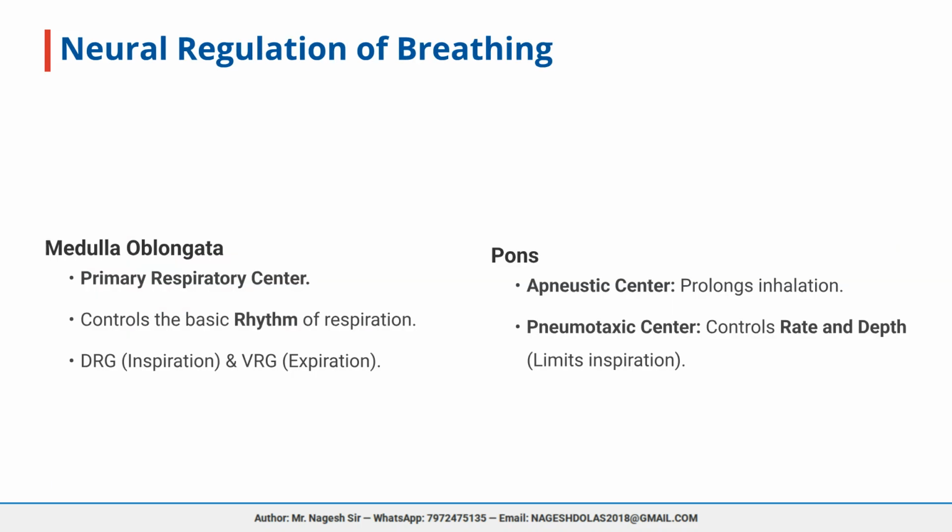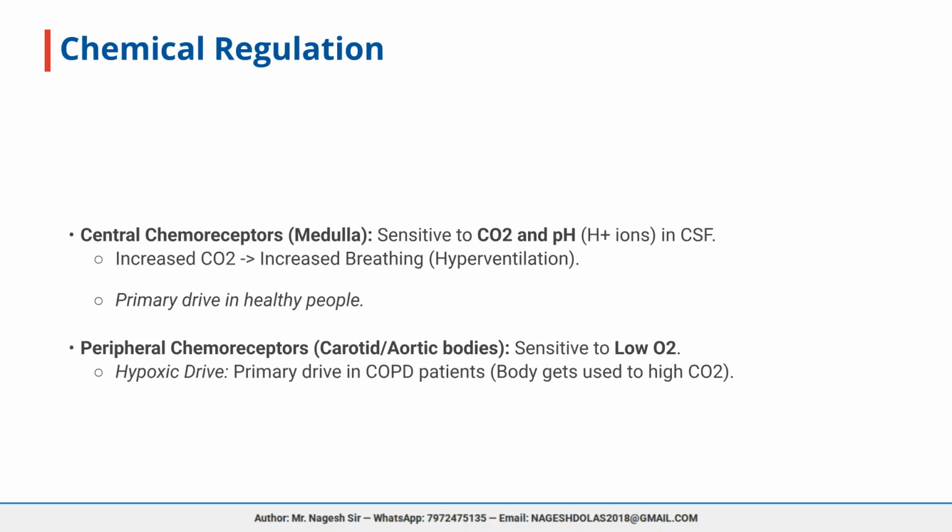Neural regulation of breathing is controlled by centers in the brainstem. The medulla oblongata is the primary respiratory center, controlling the basic rhythm. The pons contains the apneustic center, which prolongs inhalation, and the pneumotaxic center, which limits inspiration and controls rate and depth. Chemical regulation of breathing involves chemoreceptors.